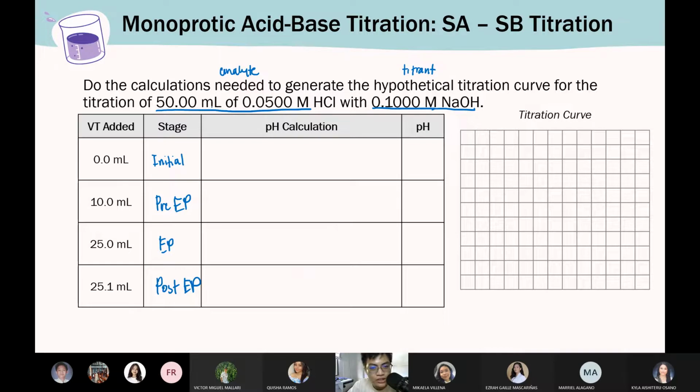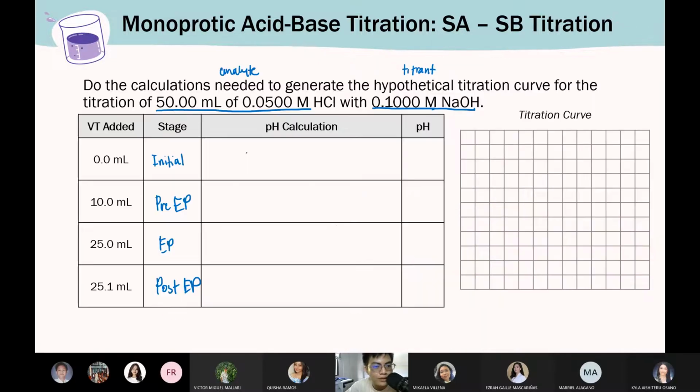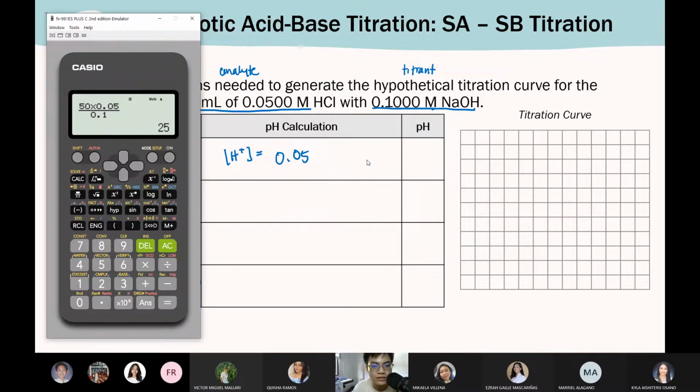So, what's the equation for the initial? Sabi, for the initial concentration, kung ano yung concentration ng acid, yun na yung kanyang H+. Kung ano yung concentration ng acid, yun na yung pagkukunan ko ng H+ concentration. Okay? So, as is na yan. So, 0.05 molar. So, what's the pH? If your concentration of acid is 0.05, di kunin mo yung negative log lang. So, negative log 0.05. So, 1.30. Okay? So, 1.30 siya.